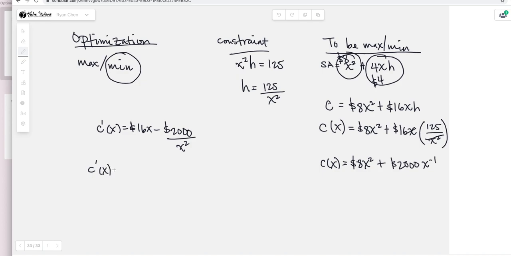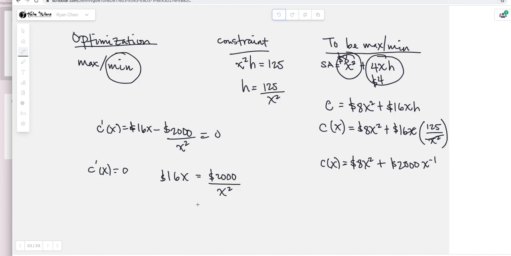So c prime of x is equal to 0 means 16x is equal to 2,000 over x squared. And pretty straightforward. Obviously I set it equal to 0 and then I added this over to the right side. But yeah, it's simple algebra that you get.